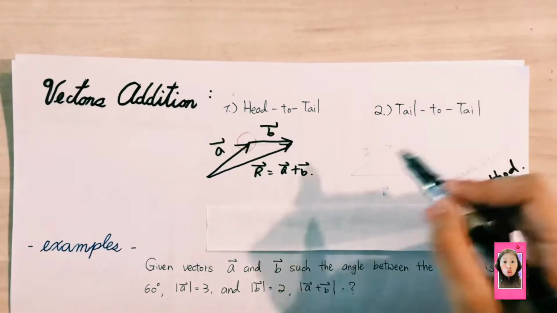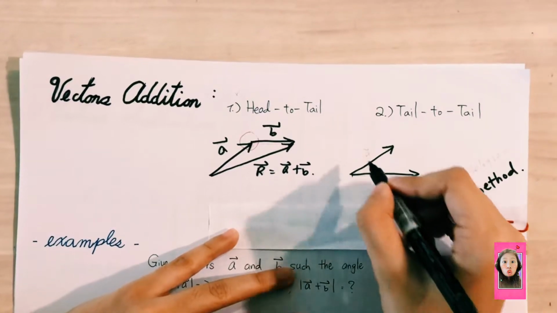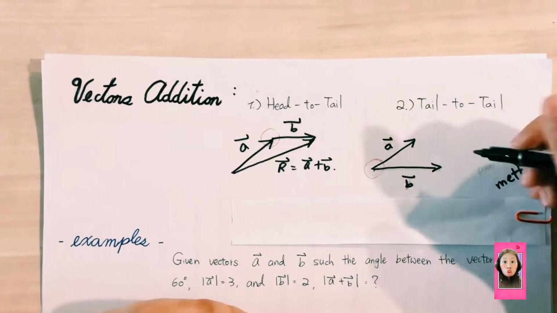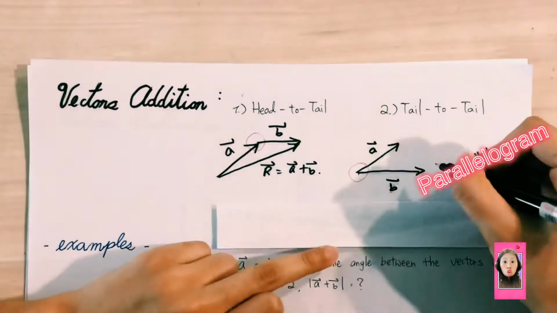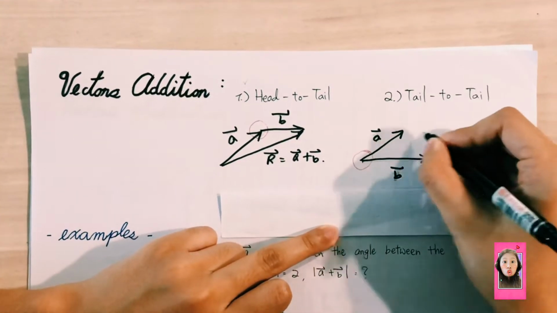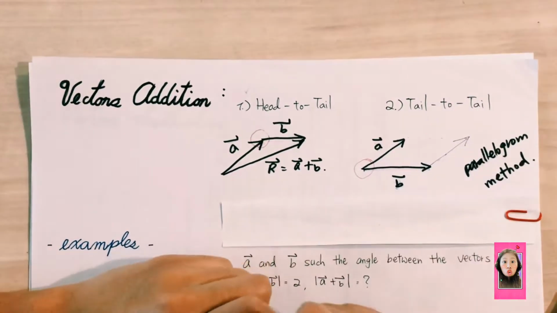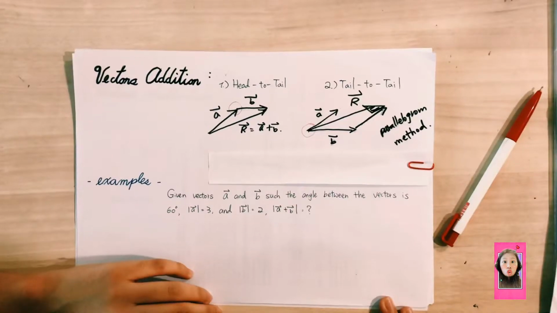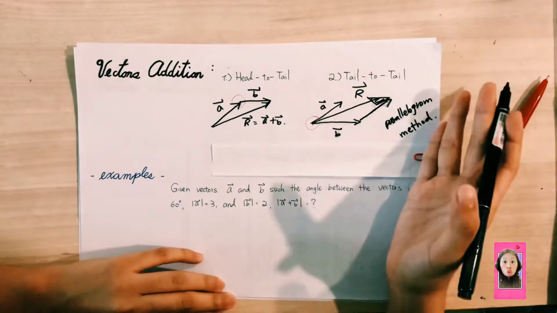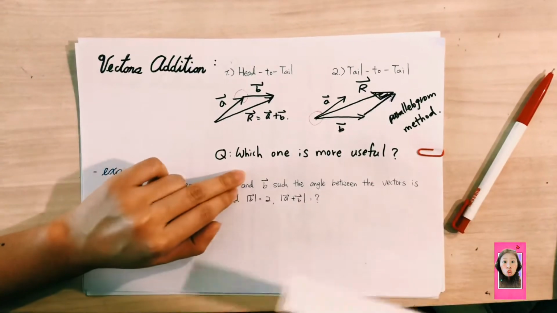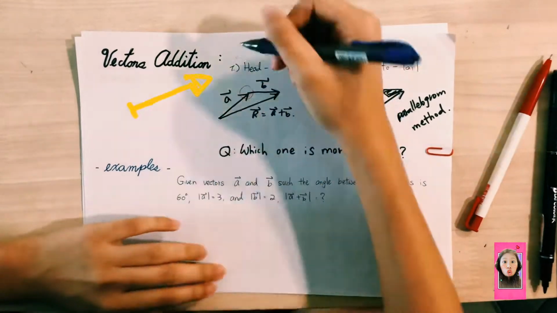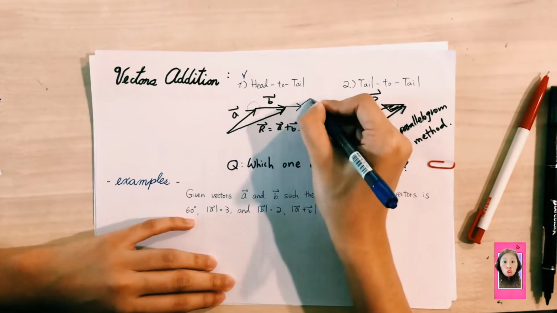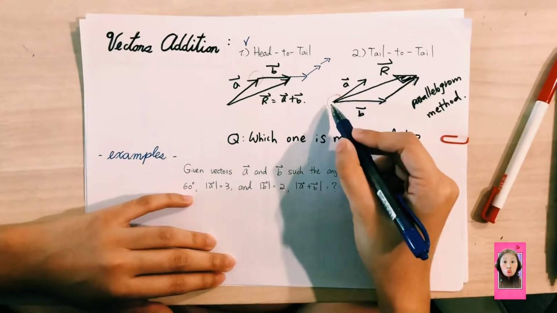The next one is the tail-to-tail method. Here is a vector A, and here is a vector B. We add them using tail-to-tail. Next is the parallelogram method. We put vector A here and use a parallelogram. This is a new vector A, and this is the resultant. So we use the triangle law of addition for head-to-tail and the parallelogram method for tail-to-tail. Now, which one is more useful? The head-to-tail method is more useful. Why? Because we can join more vectors, like here, here, or here. But with the tail-to-tail method, we can only join two vectors.